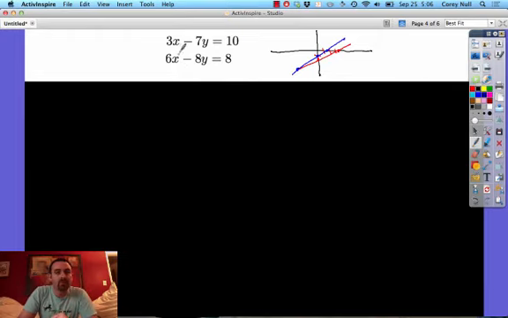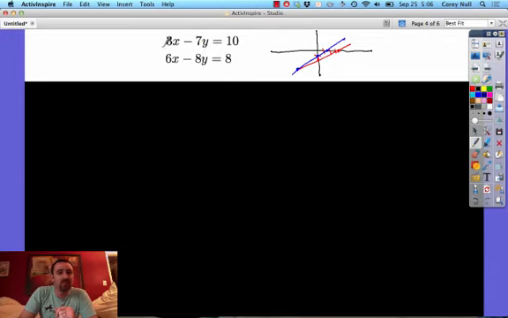So I'm going to look for a variable to eliminate. I notice here that 3 is half of 6, or conversely, 6 is 2 times 3, so those are pretty similar. To get these to be the same, I'd have to multiply by something big: I'd have to multiply this by 8 and this by 7.